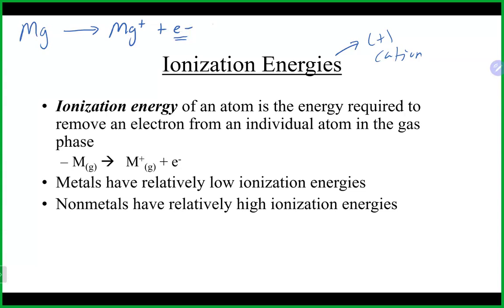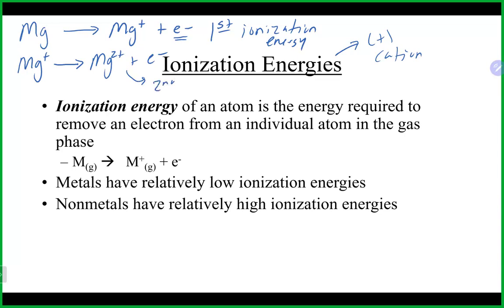And by the way, to do this, this would be what is known as the first ionization energy. That is the energy basically to pop off that first electron. Next, what will happen is the magnesium with a +1 charge will lose a second electron. Again, this would be the second ionization energy.